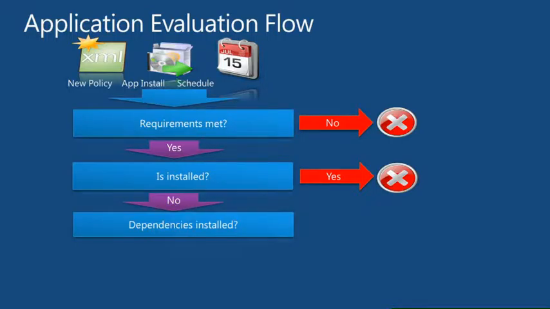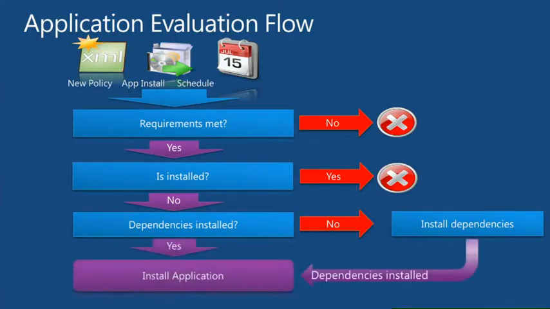If the application is not installed, then it will check for dependencies. Is there any dependency that is not installed? If there is, then Config Manager will first install the dependencies and then install the application. And if all the dependencies are installed, there is no need for dependencies, and it will go ahead and install that app. So it's a pretty smart way of following this logic and providing an application for the user.